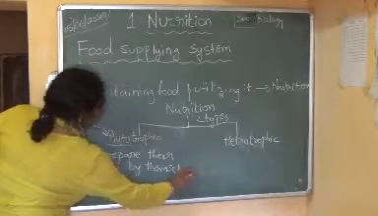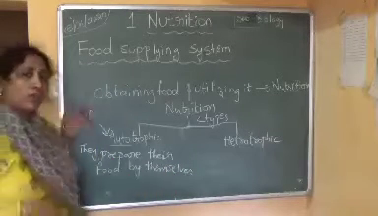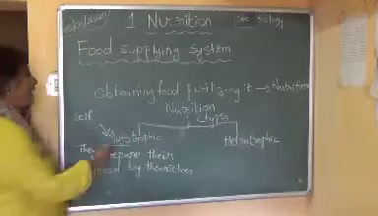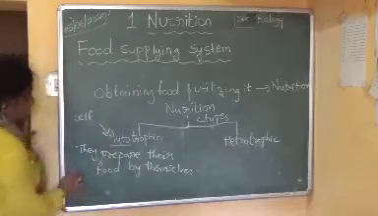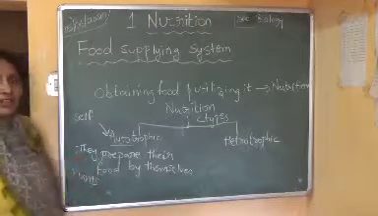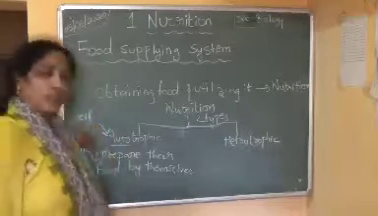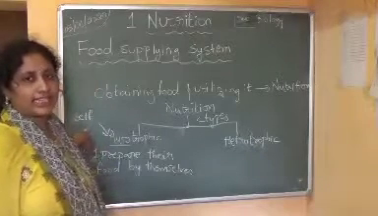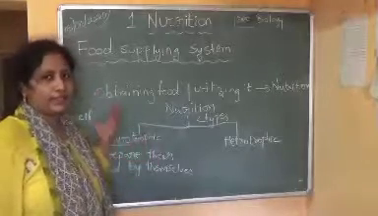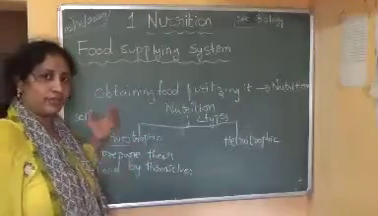We can't prepare our food by ourselves. So who can prepare their food by themselves? It's definitely plants. All the plants are considered as autotrophic because plants prepare their own food using carbon dioxide, sunlight, water, chlorophyll. They will prepare the glucose. Glucose is nothing but food.